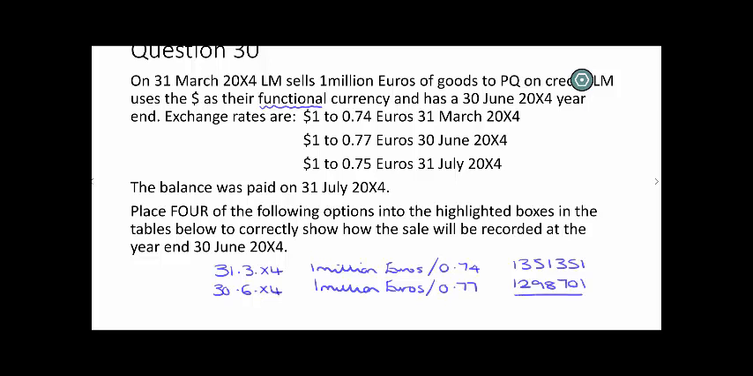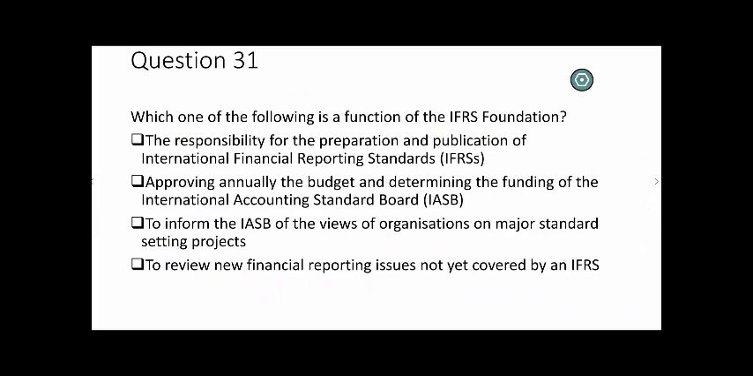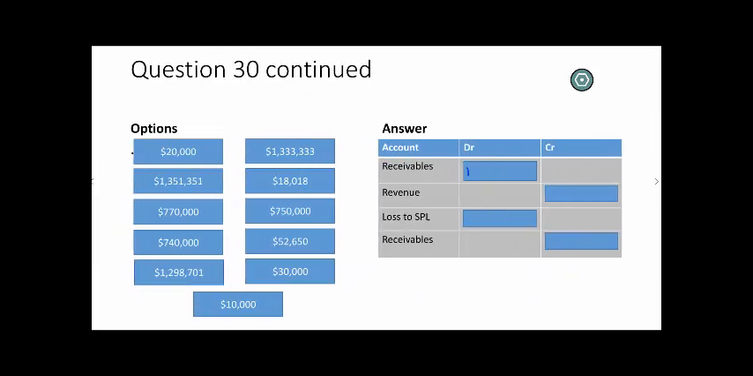1298701. So that at the year end, we would have to record an exchange loss of the difference between those two figures of 52,650.